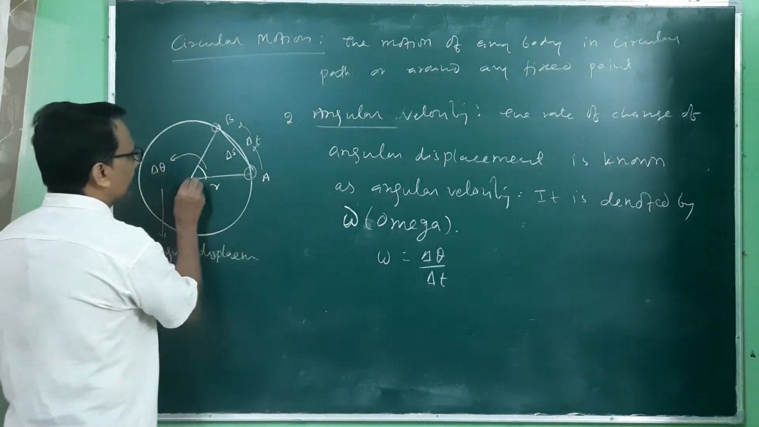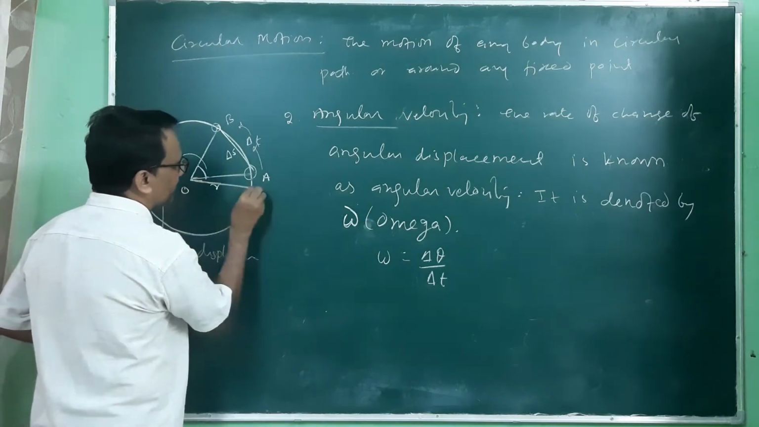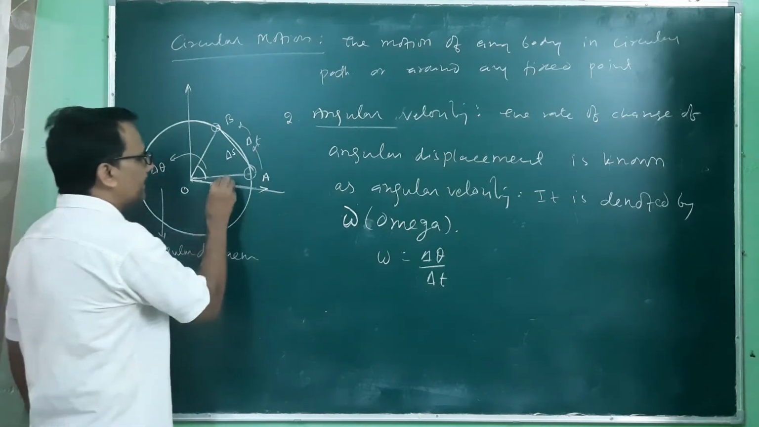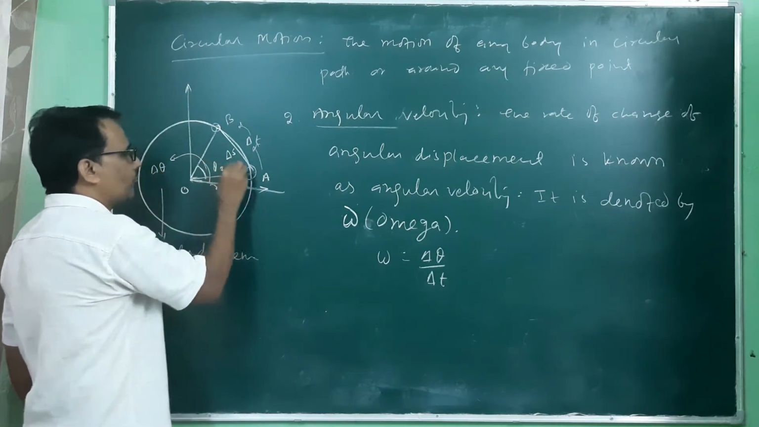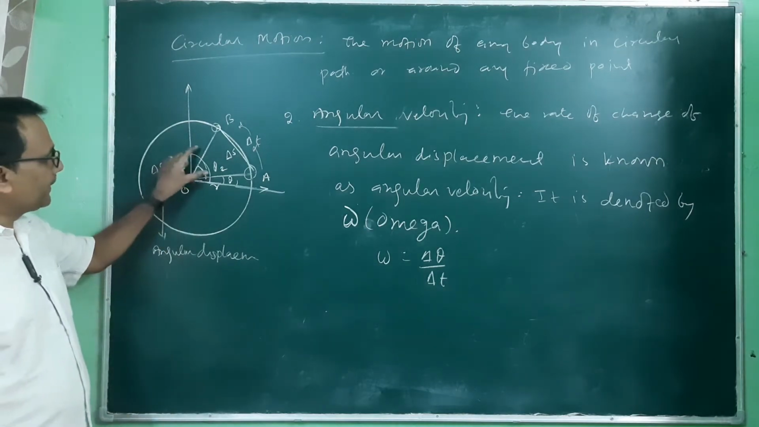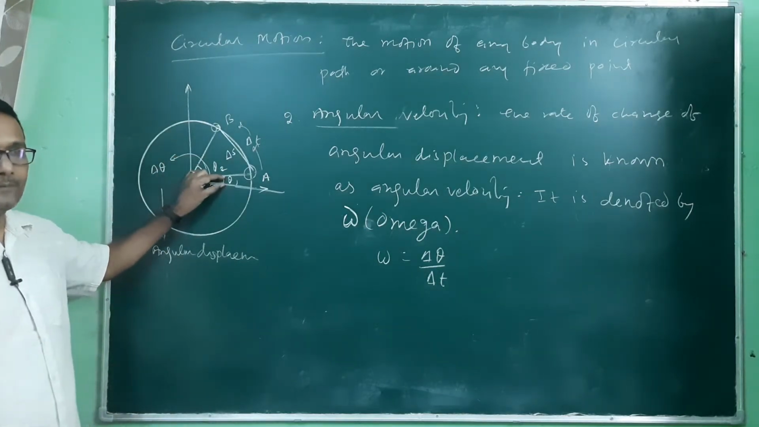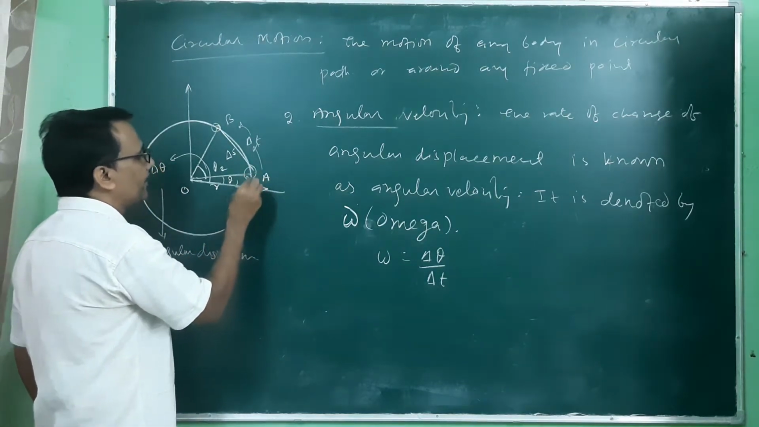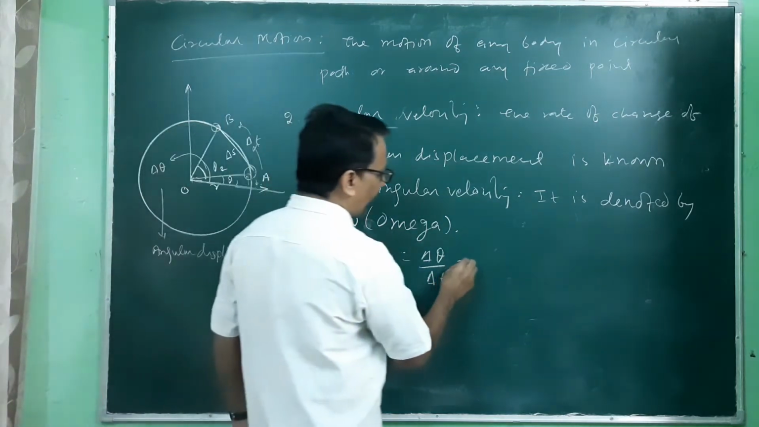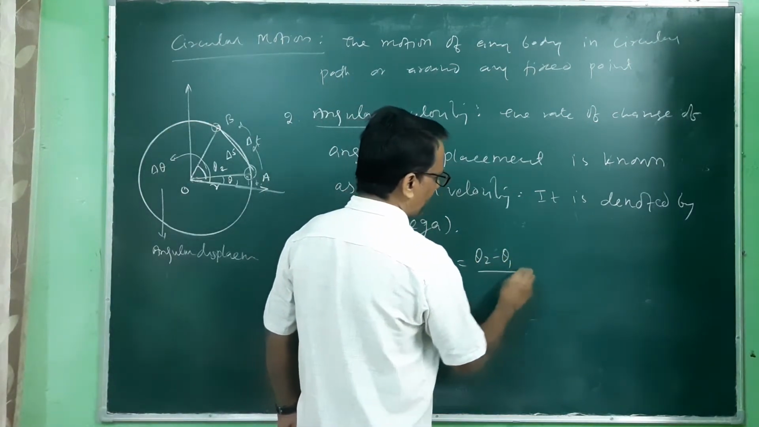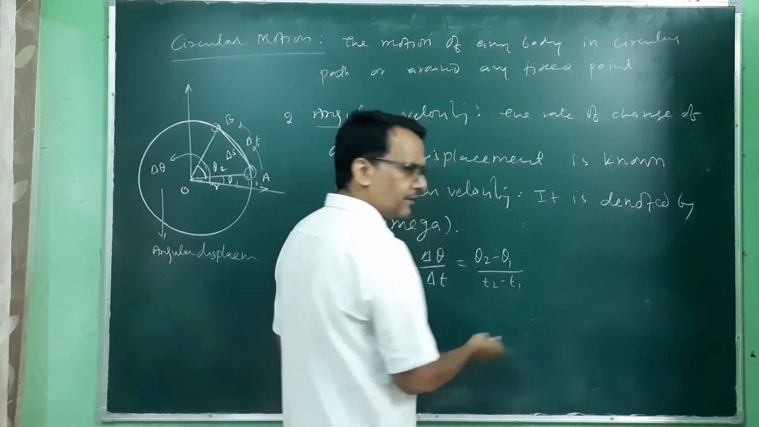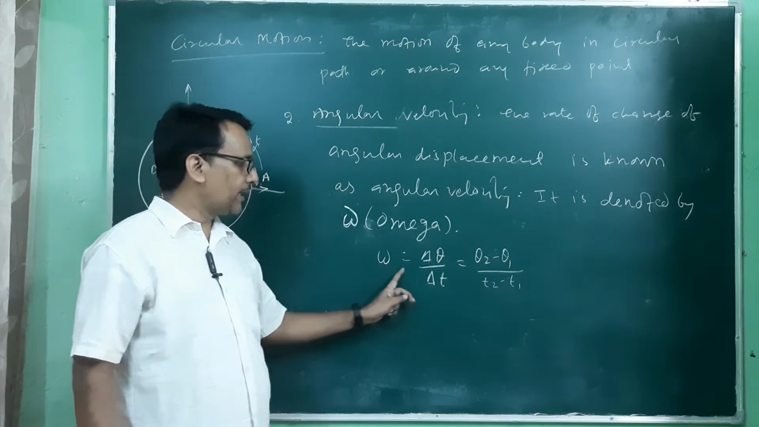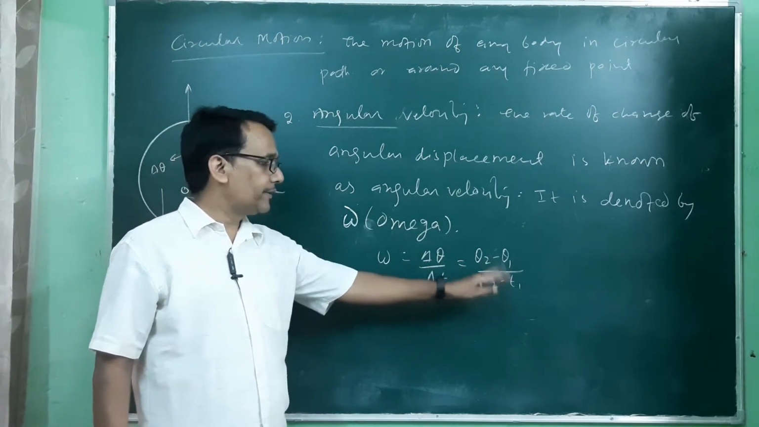So if this is the horizontal axis, and this is the vertical one, and this angle is theta 1, and this is theta 2, then this delta theta will be theta 2 minus theta 1. The initial time is taken as t1 and the final time as t2. Then one can write omega equal to theta 2 minus theta 1 by t2 minus t1, similar to linear velocity. So angular velocity omega is equal to delta theta by delta t.